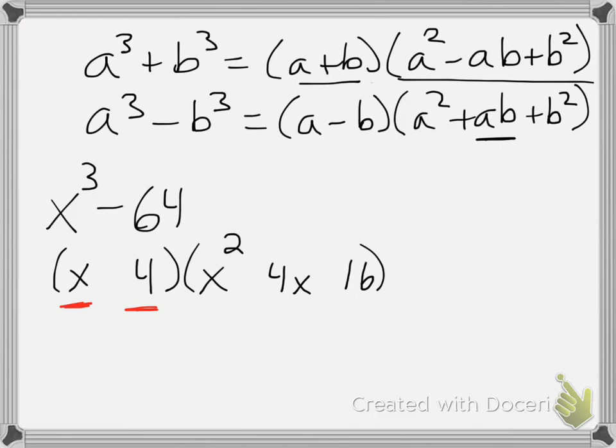The binomial always matches the original question. So since it was x cubed minus 64, it's x minus 4. Our next sign, between the x squared and the 4x, is always the opposite of the original, or the opposite of the binomial. So since the binomial was negative, this is a plus. Our last term, our 16, no matter whether we're doing subtraction or addition of cubes, it's always addition. And there's our answer.